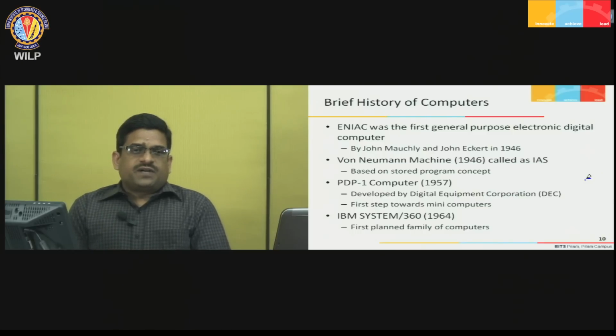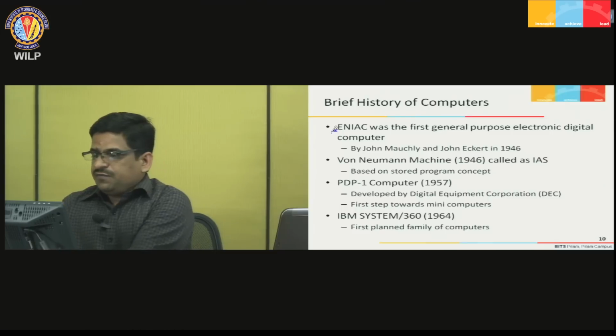Towards this, the first major step, I should say, is the first general purpose computer or electronic digital computer, which is called ENIAC, Electronic Numeric Integrator and Computer, which was developed in 1946.